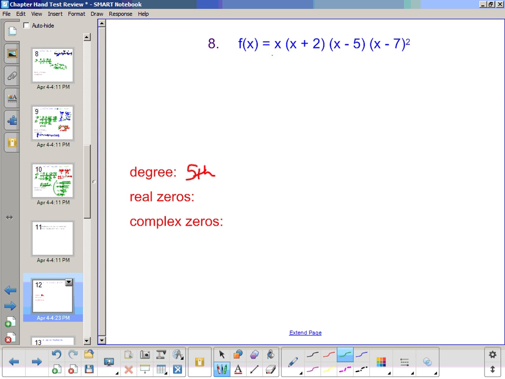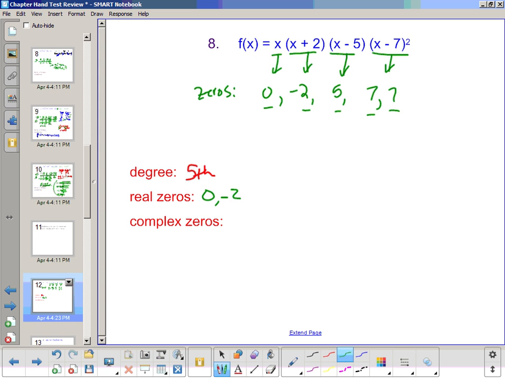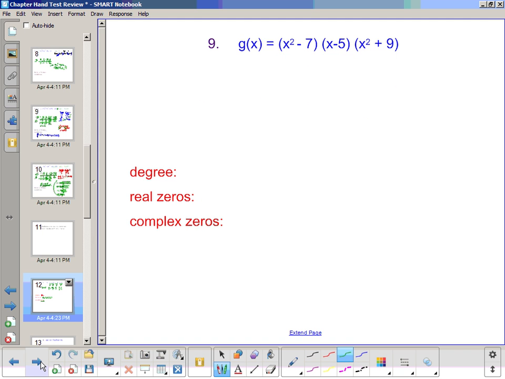And now for each factor, we'll be able to find a zero or zeros. So in this case, for zeros, we would need to have x equals 0 or negative 2 or 5, and in this case 7, and since it's squared, that would be a double 7. So we have 1, 2, 3, 4, 5. There are our 5 zeros, and they're all real numbers, so that means that there would be no complex zeros.